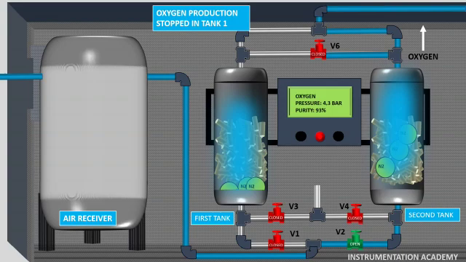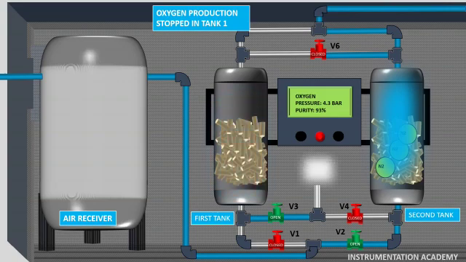Now as the pressure inside the first tank reduces, the zeolite loses its ability to absorb nitrogen and starts releasing the remaining nitrogen that was absorbed earlier. This released nitrogen is vented out from the system through valve V3 and the zeolite becomes regenerated. By doing that, the system makes room for new nitrogen molecules to attach to the zeolite in the next adsorption phase.